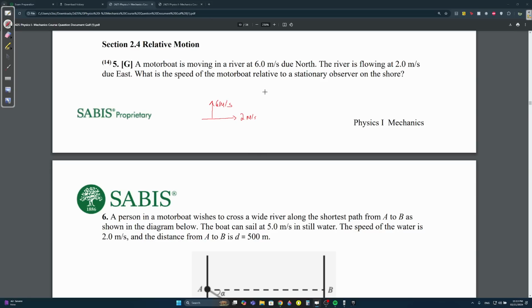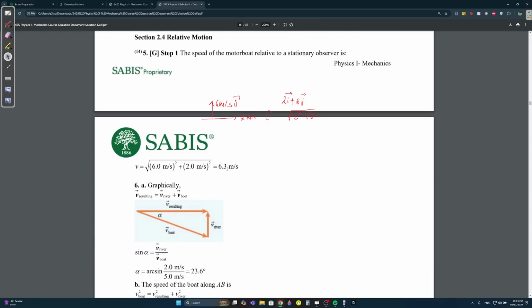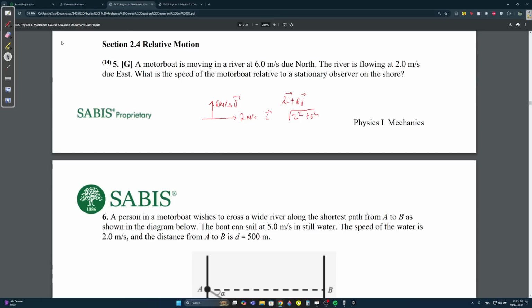So the velocity was 6 meters per second. Let's call this j. You added 2i, so you have 2i plus 6j. That's his velocity now, right? Okay, how much is the speed going to be? Just the magnitude of that: 2 squared plus 6 squared. I'm just going to show you the solution. Yeah, there you go, 6.3.